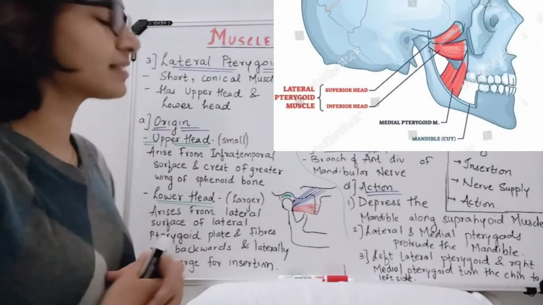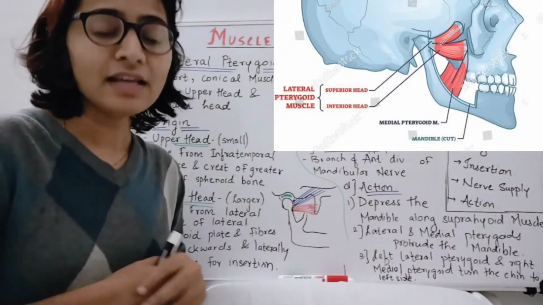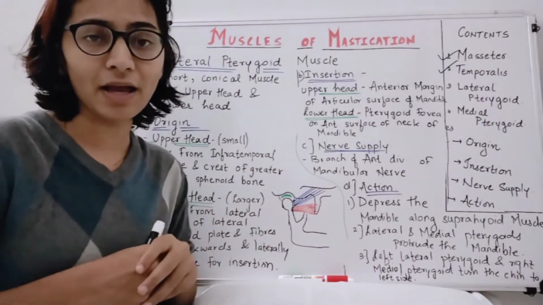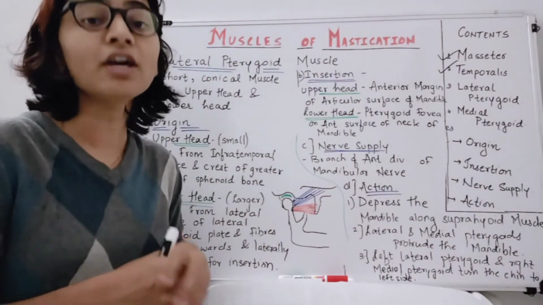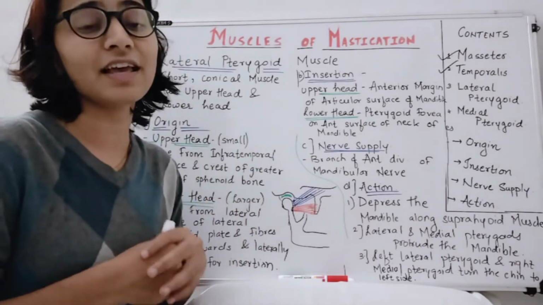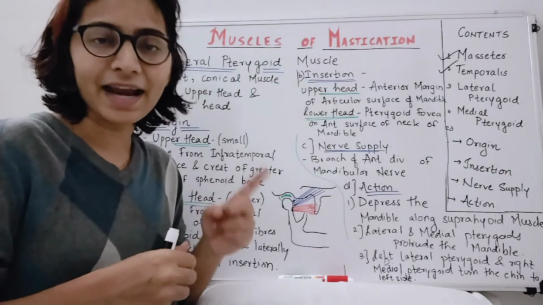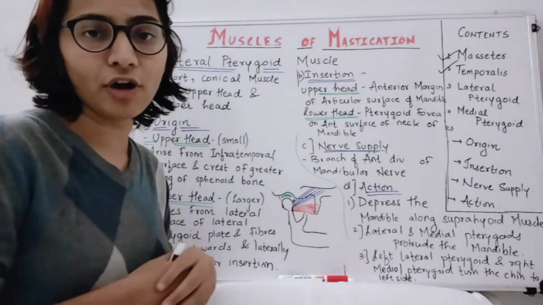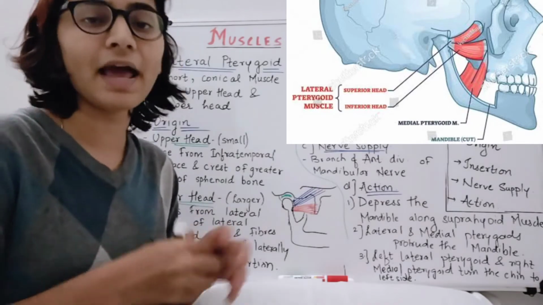It has two heads, upper head and lower head. Similarly, we have seen in masseter, masseter had three kinds of fibers or three layers. Those were superficial, middle and deep. Also in temporalis, there were three fibers. Those were anterior, middle and posterior. In the same way, in lateral pterygoid muscle, there are two heads, upper head and lower head.